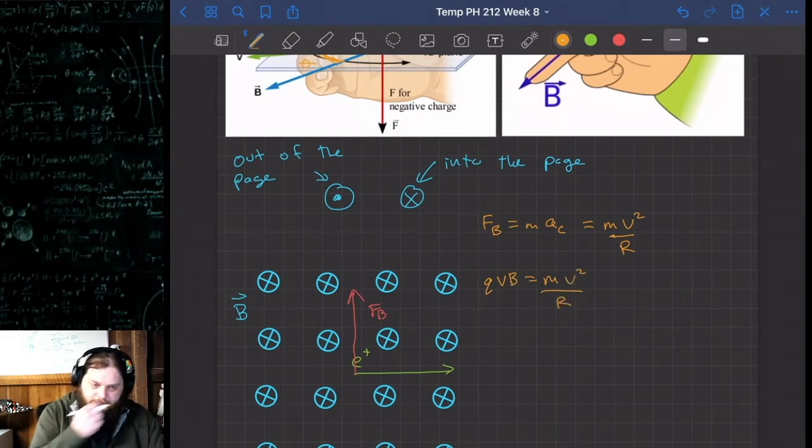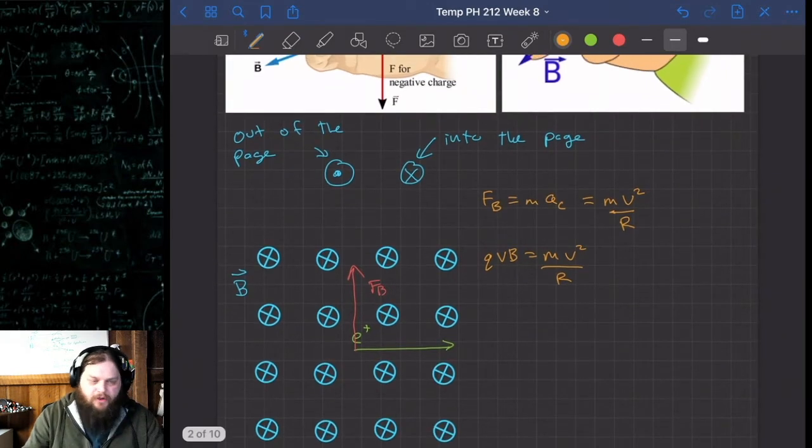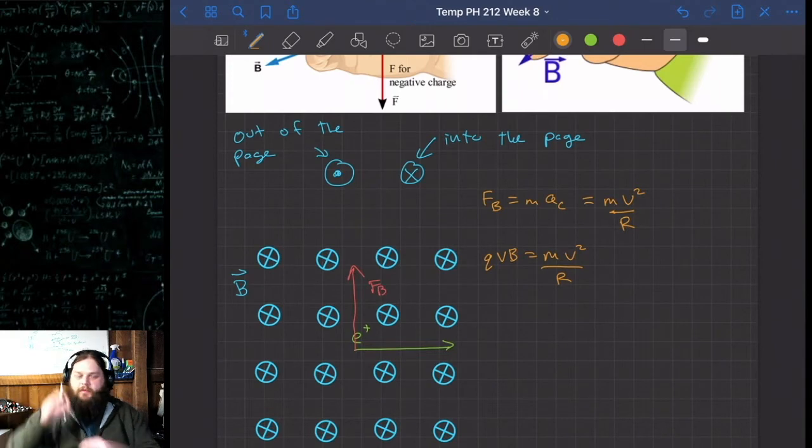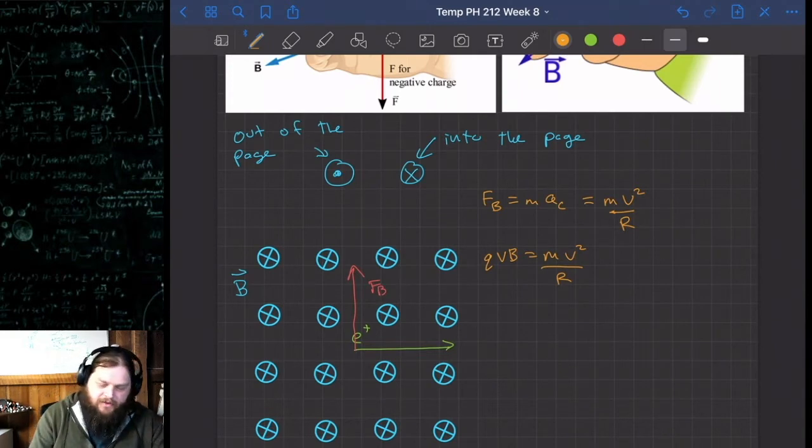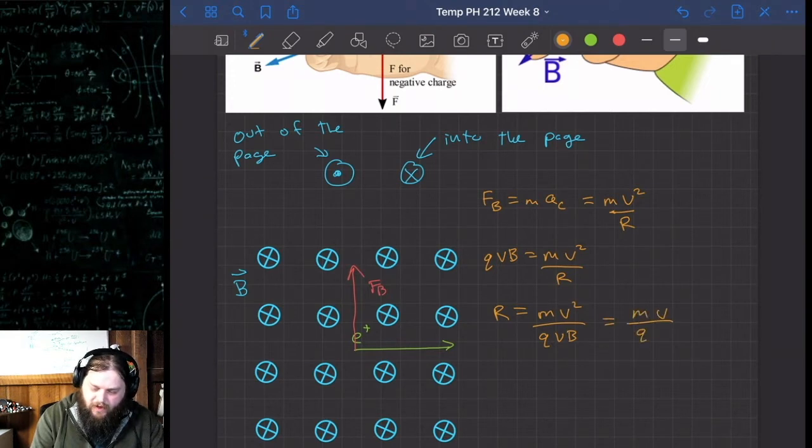And then I can solve for the radius that it's going to make, because any charged particle, like I said, is going to make some type of radius. And we can use this to determine lots of fun things. So here, solving for the radius, I can see that r is going to equal the mass times velocity squared over qvb. The velocities will cancel out, one on the top with the one on the bottom. So that's mv over qb.